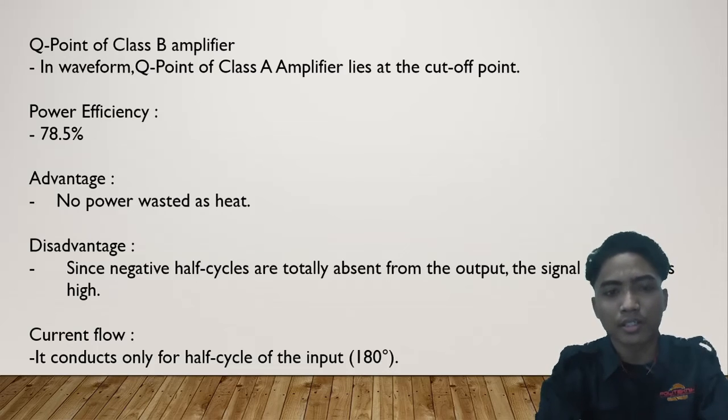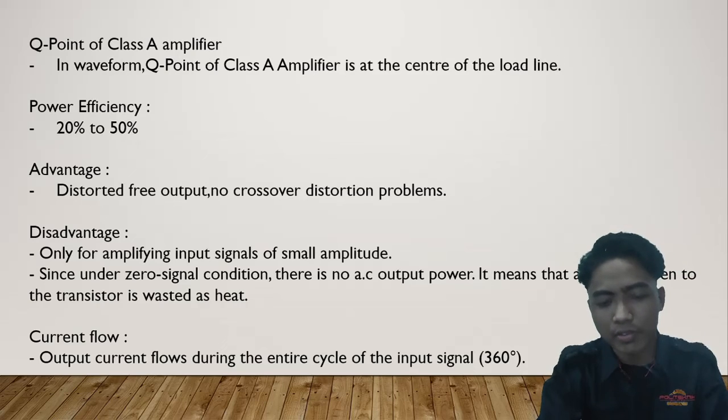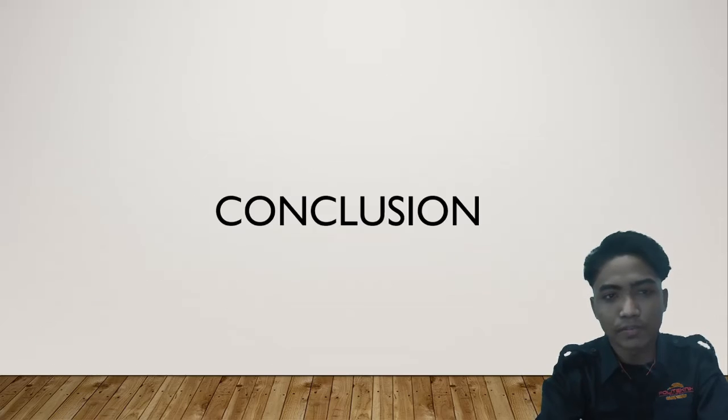Class B amplifier is used for radio frequency amplifiers. Class A amplifier is for television and radio receivers.